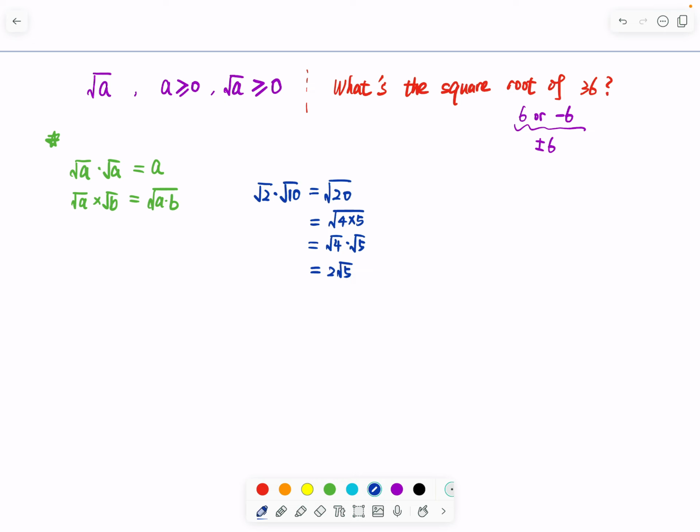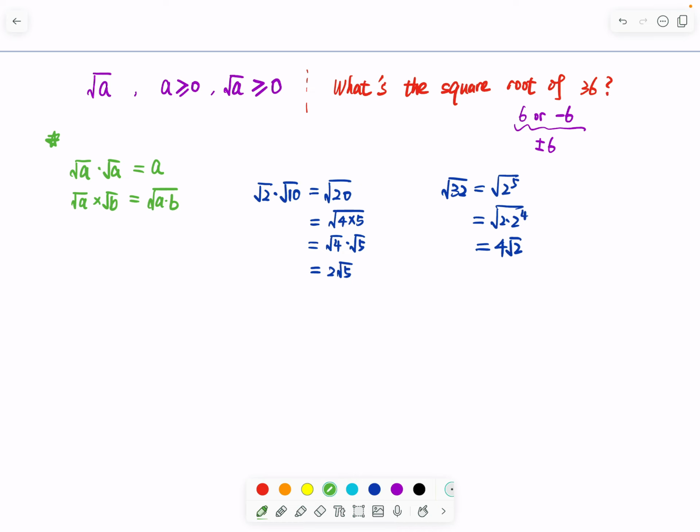Okay. Also, we have another example. How about root 32? You know, 32 is what? It's 2 to the power of 5. So I can write it as 2 times 2 to the power of 4. This will become 4 root 2. So this is about the basic rule.